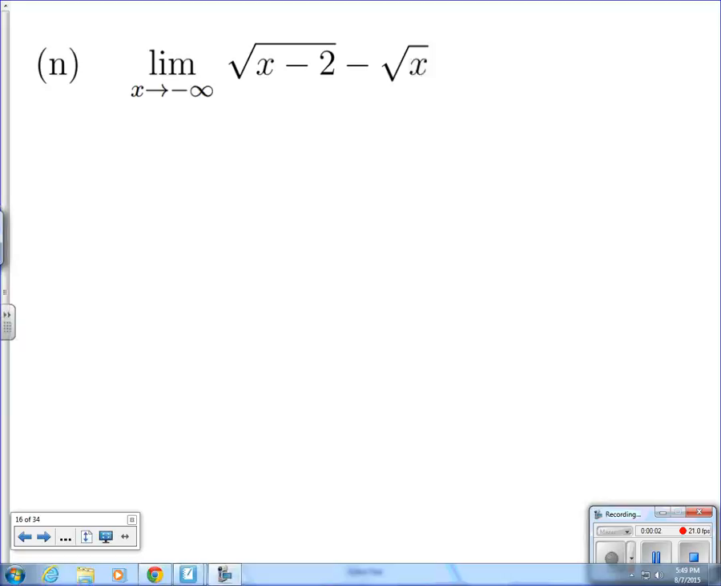We are at problem number 3n from the summer packet. We have the limit as x approaches negative infinity of this particular expression. Now, if you were to try using direct evaluation, you would see an infinity minus infinity indeterminate form.